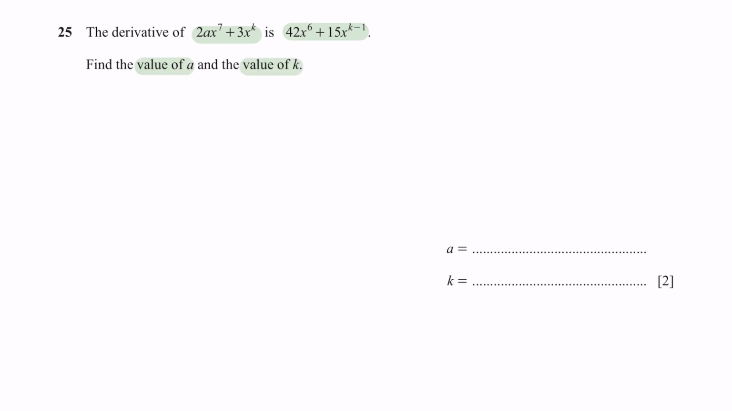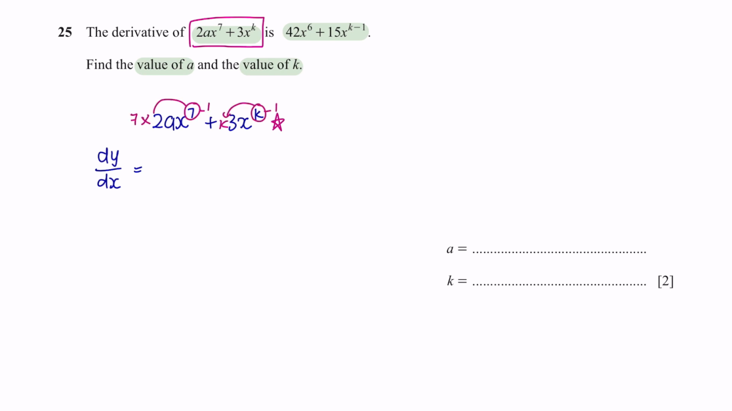So our first step here is going to be to find the derivative of this equation. So we're going to differentiate this equation. I hope you know how to differentiate. Differentiating this will get 14ax to the power of 6 plus 3kx to the power of k minus 1. Now that we have found the derivative of this equation, we will equal it to this and find the unknowns.